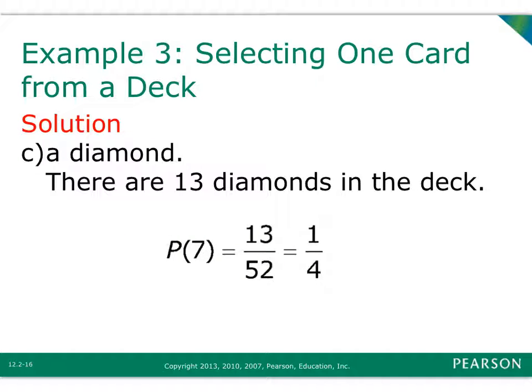So now we want to find the probability that the card selected is a diamond. There are 13 diamonds in the deck, so therefore the probability that we have a diamond is equal to 13 over 52, or 1/4.